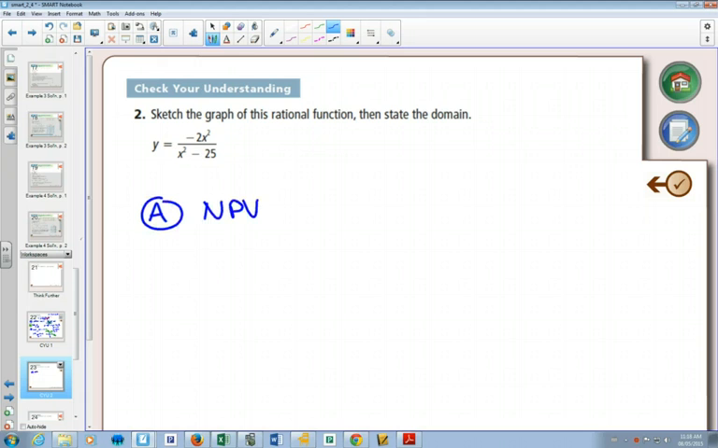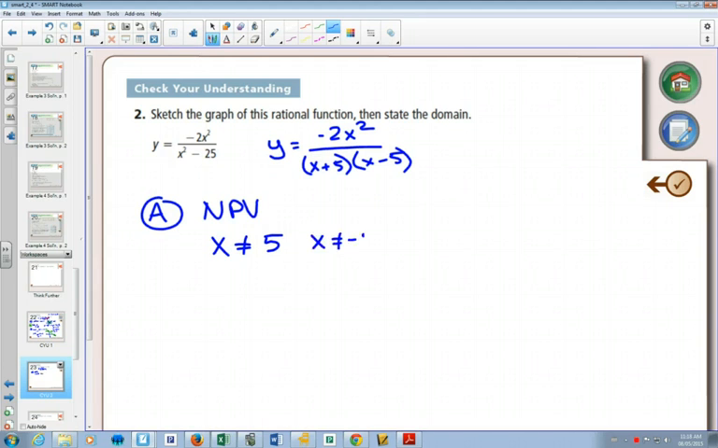Okay, first of all, starting with our non-permissible values. Again, we're going to take our function that I originally had here, and we're going to factor it completely if we can. And there's a difference of squares on the bottom, so we get x plus 5, x minus 5. And unlike the first one, nothing cancels out this time. So our non-permissible values: x can't equal 5 and x can't equal negative 5. And this time, these will both be vertical asymptotes at x equals 5 and x equals negative 5.